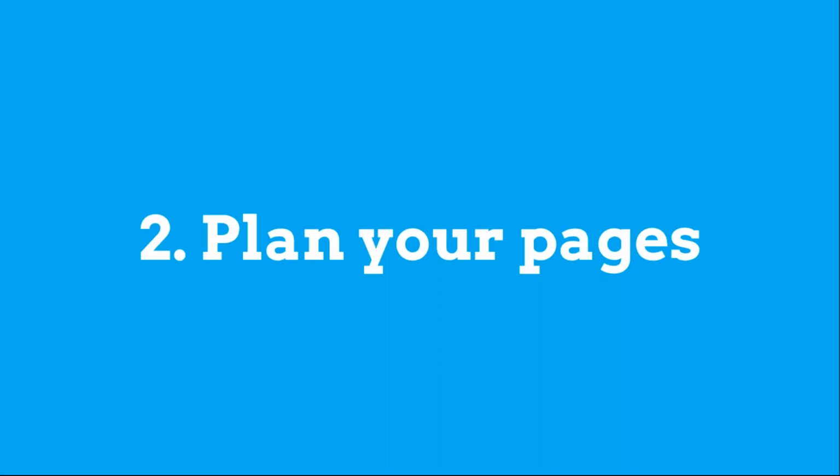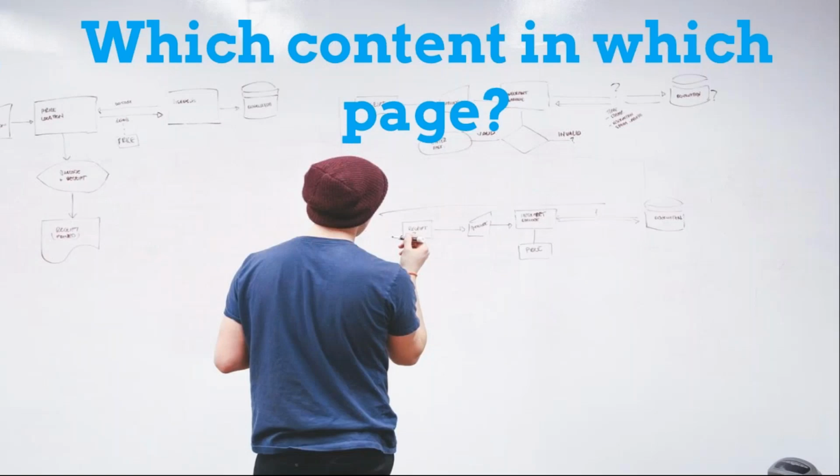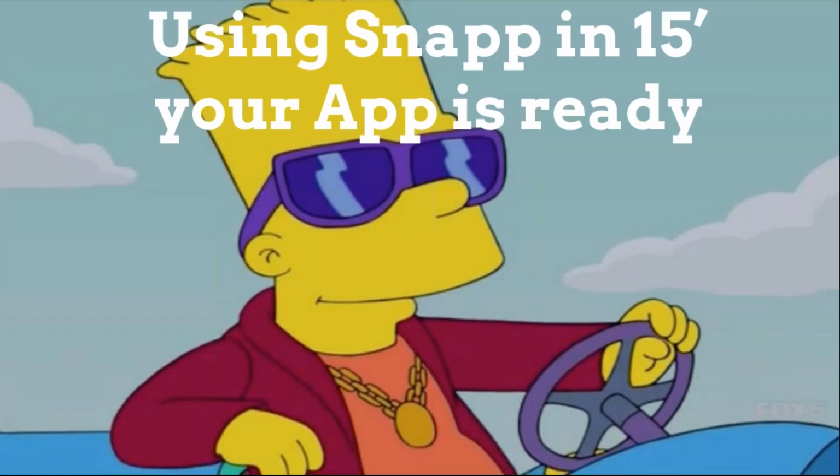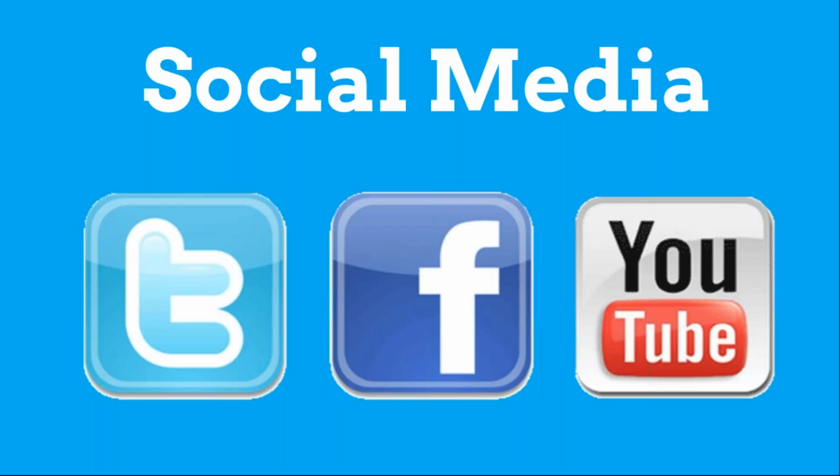Now plan your pages, as I said before. Just think about which content is going to show in each page and build it. Using Snapp, in about 15 minutes your app is ready. So don't worry. Now we're going to show you the different parts of the app.